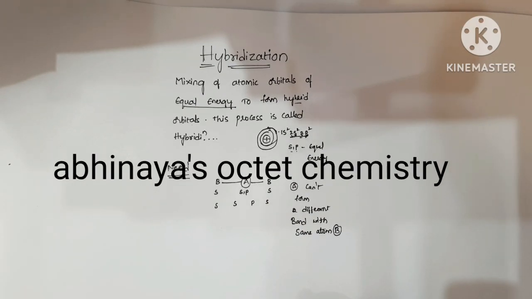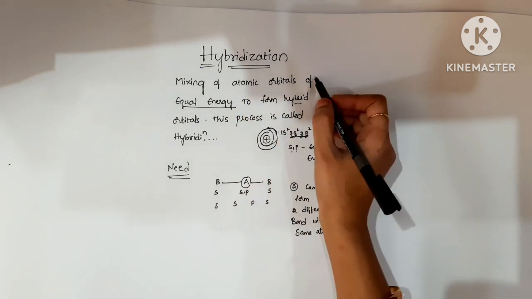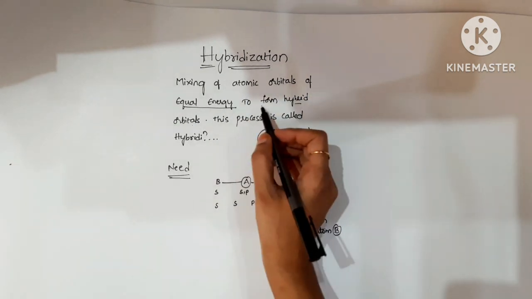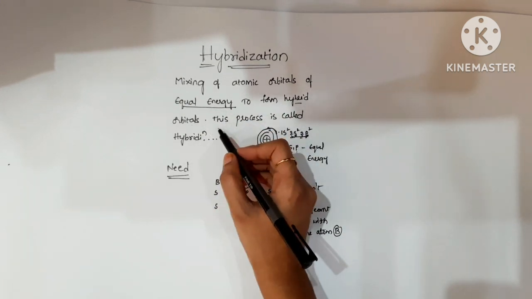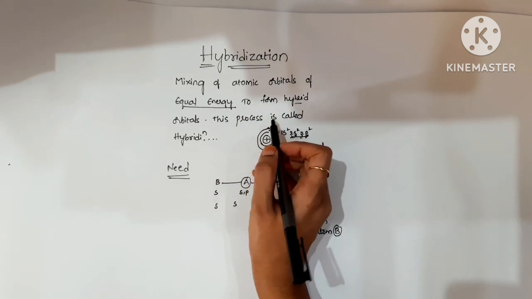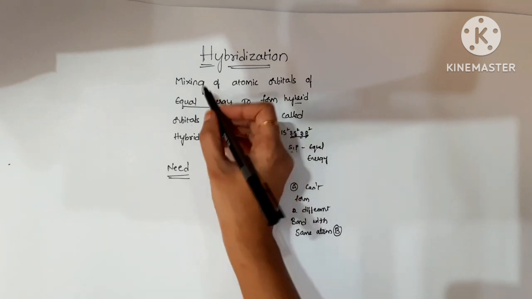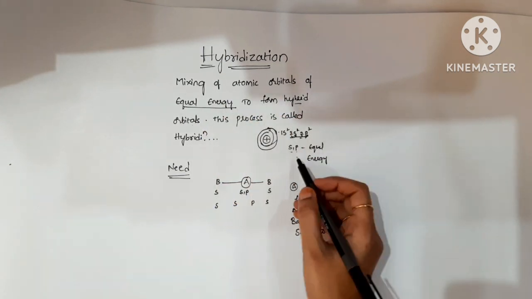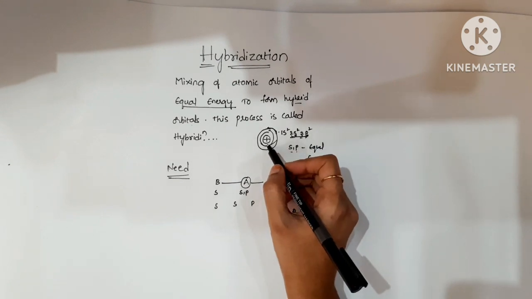Today I am going to explain about hybridization. So what is hybridization? The mixing of atomic orbitals of equal energy to form hybrid orbitals, and this process is called hybridization.